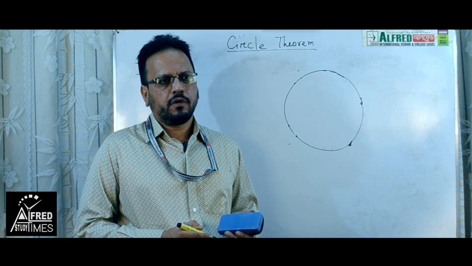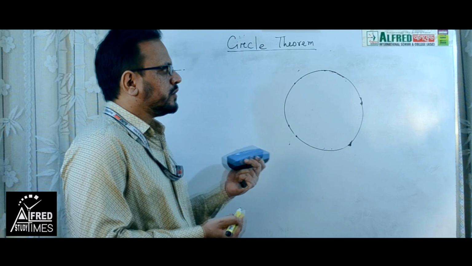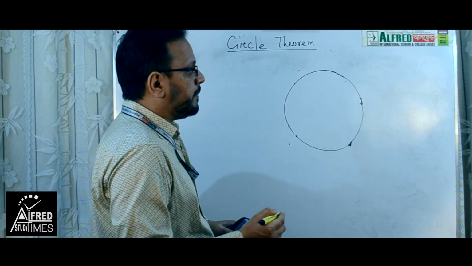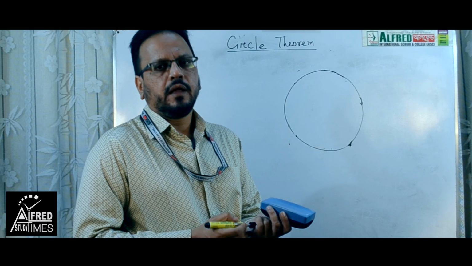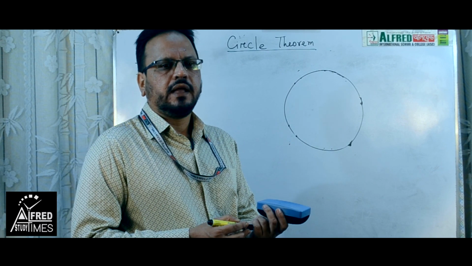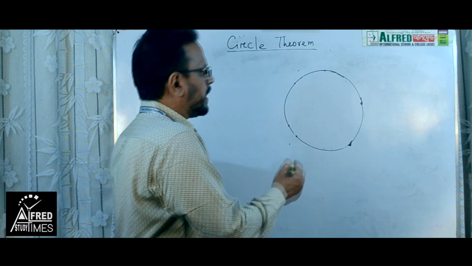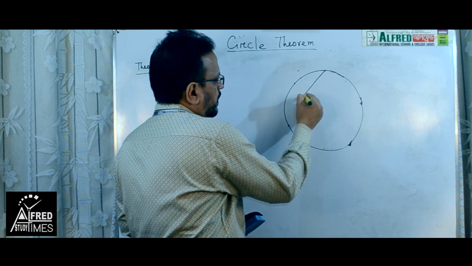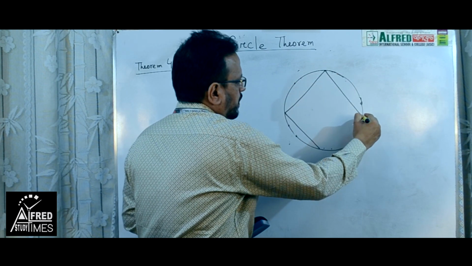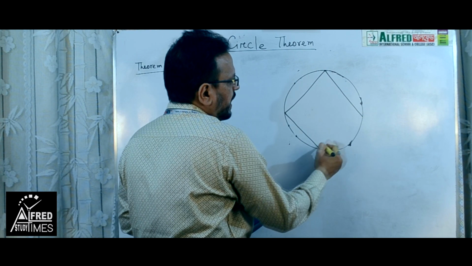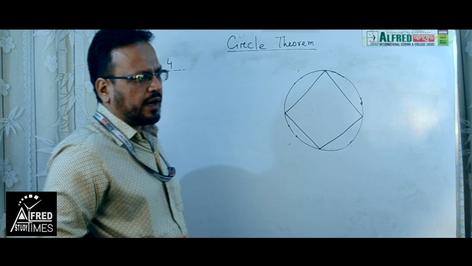Now theorem number 4. Theorem number 4 is regarding a cyclic quadrilateral. Before that, what do we mean by a cyclic quadrilateral? A quadrilateral, you know, is a four-sided figure. If you place a four-sided figure inside a circle, then that is a cyclic quadrilateral. Let me show you one. So this is a four-sided figure inside a circle, and it is a cyclic quadrilateral.